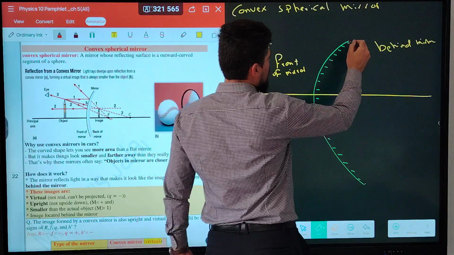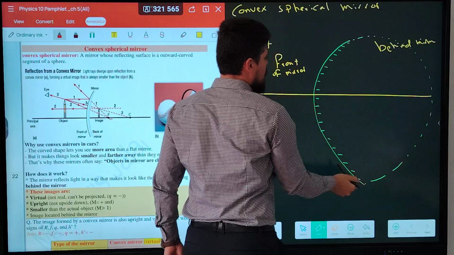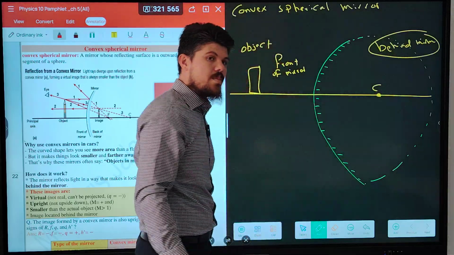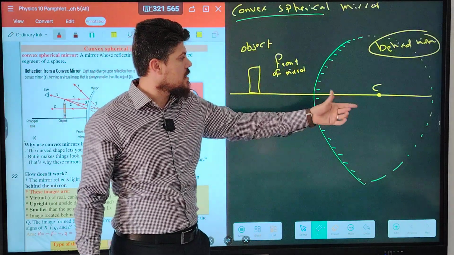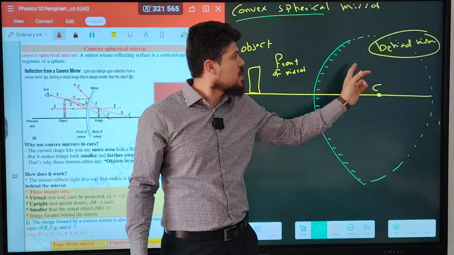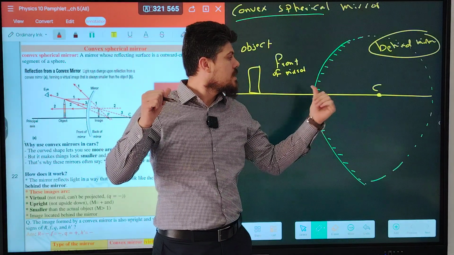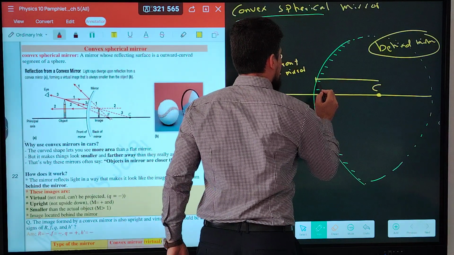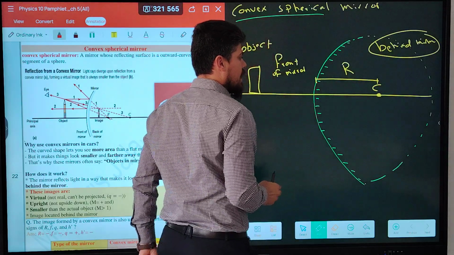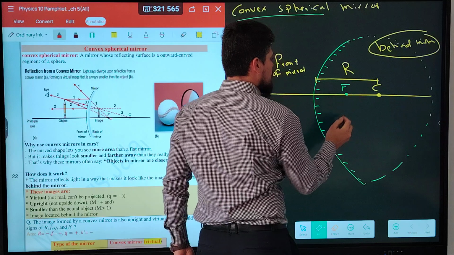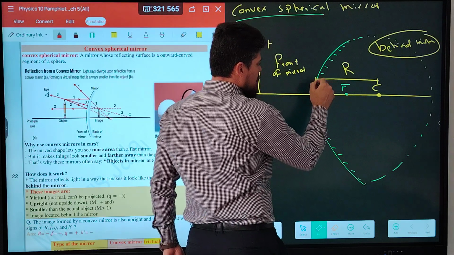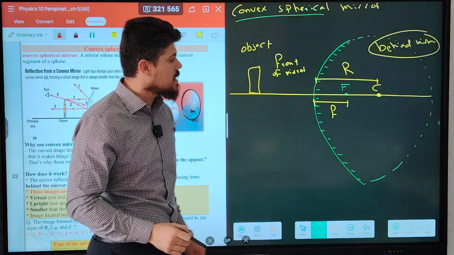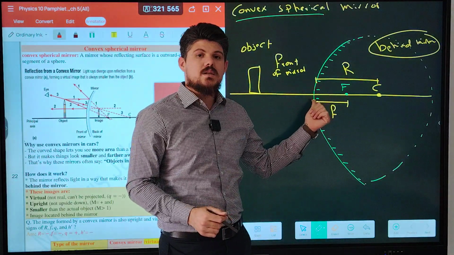Guys, if we complete this curve, you know that the center of the circle is located behind the mirror. In a convex spherical mirror, listen carefully, the center of curvature is located behind the mirror. But in concave, the center of curvature is located in front of the mirror. The distance from the center of curvature to the surface of the mirror is called the radius of curvature. And we have another point, which is called the focal point. The focal point is located between the mirror and the center of curvature. The distance between the surface of the mirror and the focal point is called the focal length.